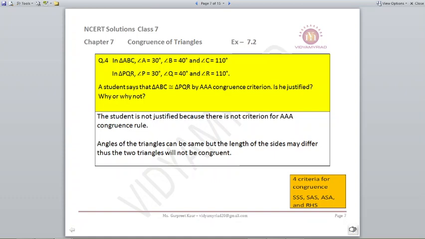No. He is wrong in saying that the triangles are congruent by AA criteria, as there is no such criteria that will make the two triangles congruent. Your angles can be equal, but the length or the measurement of the sides can differ, which will prove that the triangles will not be congruent. Suppose I take AB as 3 centimeters and PQ as 5 centimeters, I take BC as 4 centimeters, I can take QR as 2 centimeters. That means the length may vary in both the triangles. Even if the angles are the same, triangles cannot be congruent.